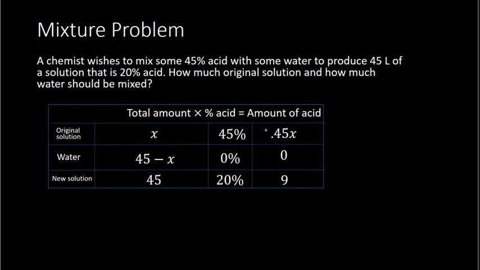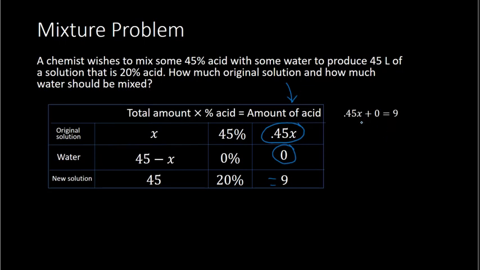Now from here, we can set up our equation. So we look at this total column right here, and we know that if we take this amount of acid, add it with this amount of acid, then we'll get this total amount of acid, which is 9. So I take 0.45x, add that with 0, and that is equal to 9.